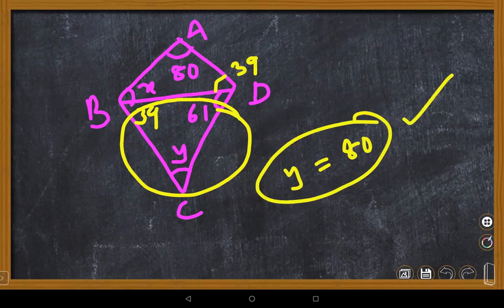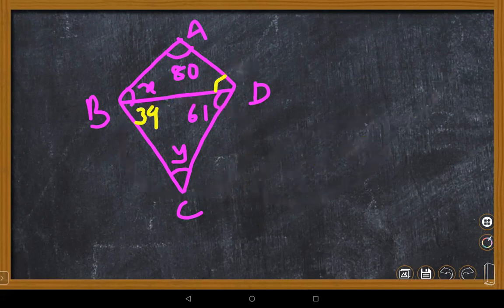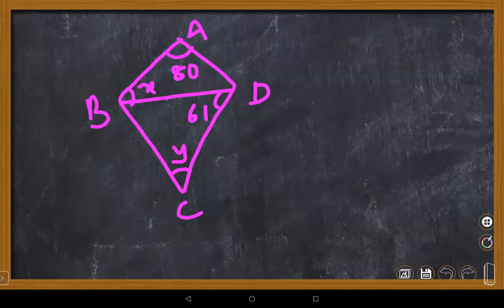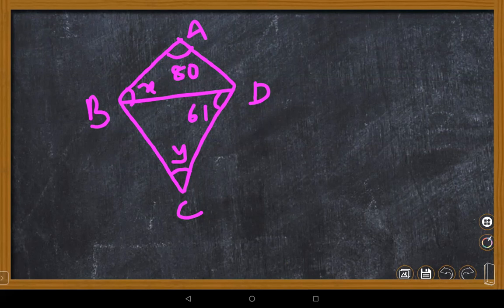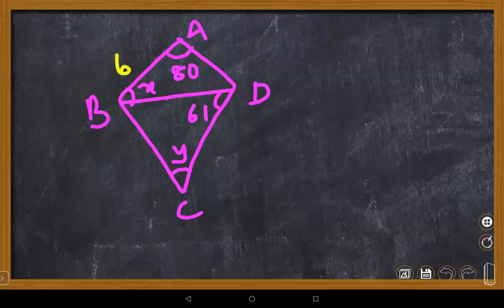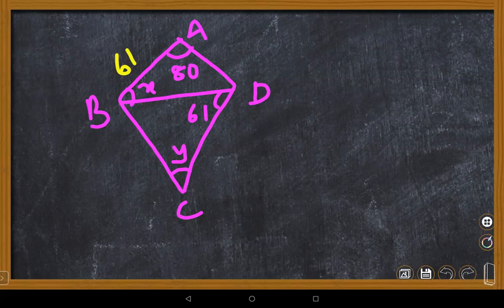Ma'am, how did you get that angle as 39? X and 61 are alternate interior angles, so both are equal. Alternate interior angles are equal, so X value is 61. Yes, ma'am, I understood. Then with the angle sum property, it's 39. Yes, that's all. Once you get that idea, you can easily find it.